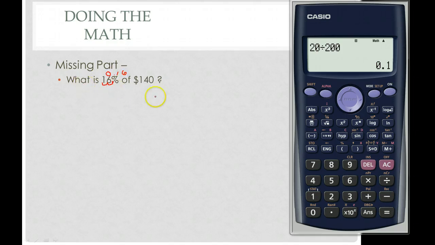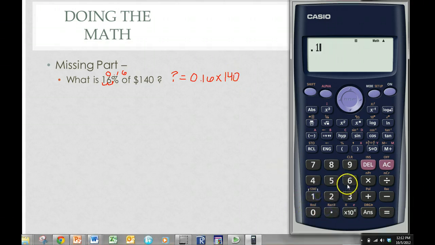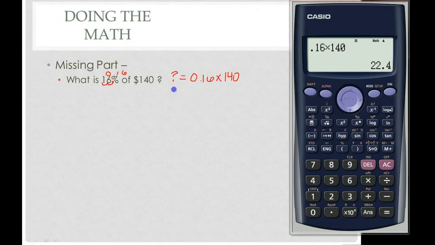And then I translate. I say what? So question mark is 0.16 of 140. So I just need to take 0.16 times 140, and then I'll know what my part is. So as a decimal, $22.40.